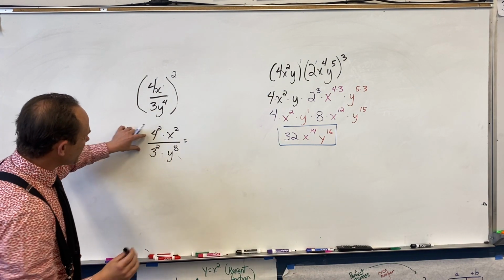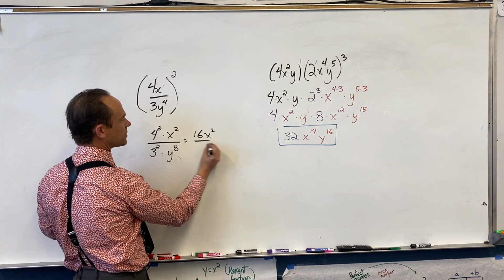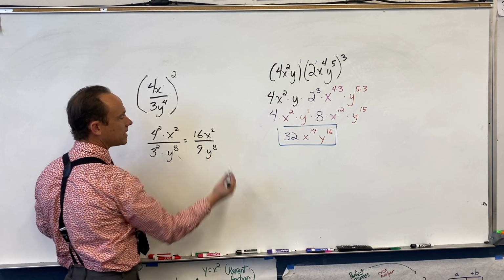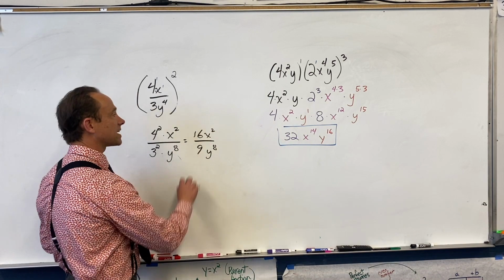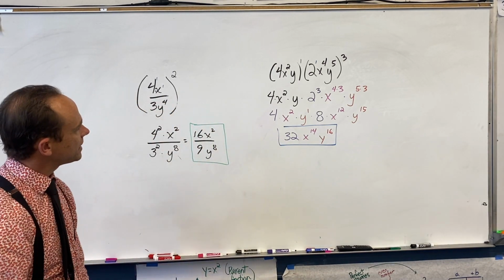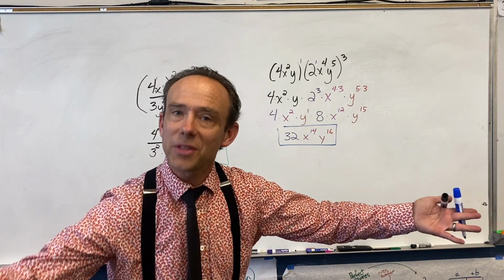Lastly, I'm just going to evaluate this because 4 squared is 16. So 16x squared over 9y to the 8th. This fraction can't be simplified any further. That means I get to go to my green marker. And yeah, exponents, they are what they are.